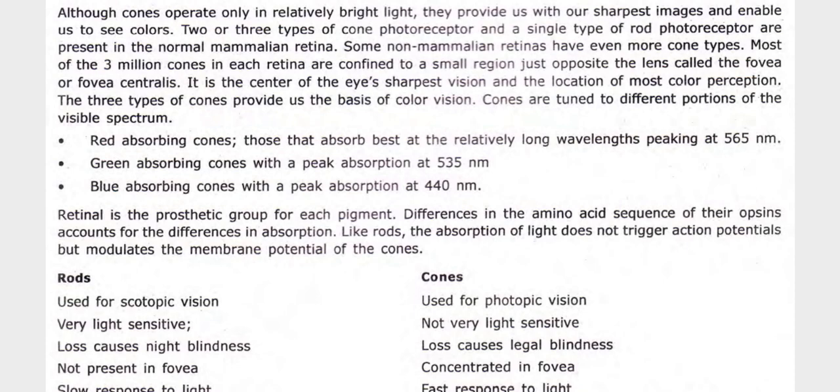The 3 types of cones provide us with the basis of color vision. Cones are tuned to different portions of the visible spectrum. Red-absorbing cones are those that absorb best at the relatively long wavelengths, peaking at 565 nm. Green-absorbing cones have a peak absorption at 535 nm. Blue-absorbing cones have a peak absorption at 440 nm.